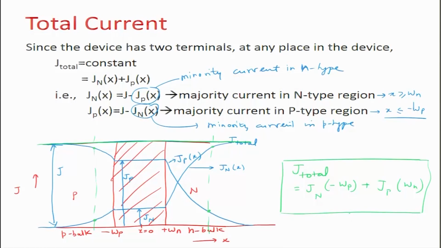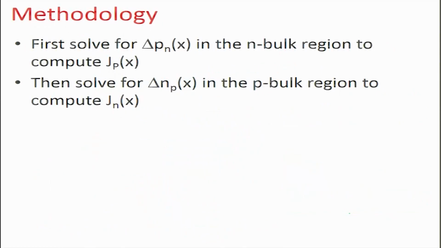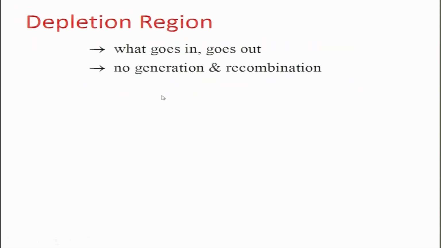The method that we are going to follow is, first we solve for delta Pnx in the N bulk region to compute Jpx. Okay. So basically we solve for the minority carrier concentration on the N side so that we can calculate the minority carrier current. Similarly we solve for delta Npx in the bulk P region to solve for the electron current, that is the minority current on the P side. So this is what we do.